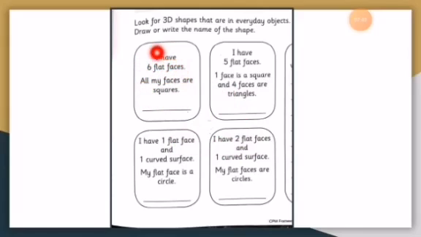Here all the properties of the different shapes are written. We will read the properties one by one, and after that we will decide which shape it is, and then we will write down the name of that shape on these lines. We will read the properties carefully and then write down the name of the shape that has these properties. Okay?